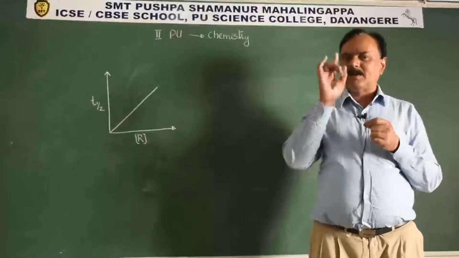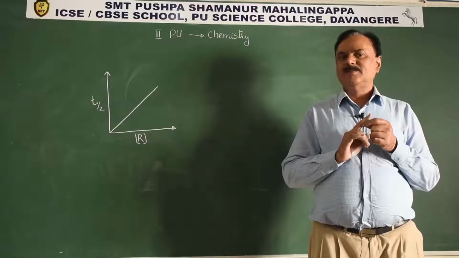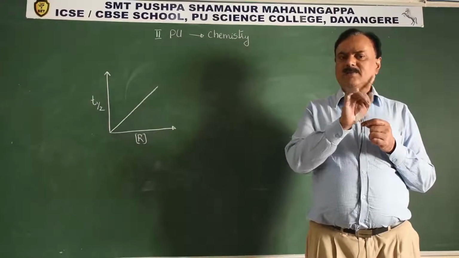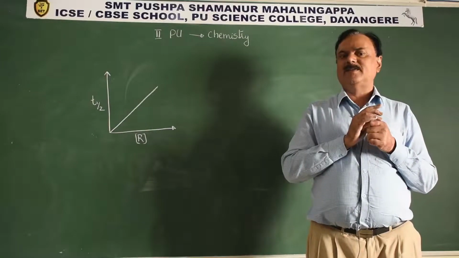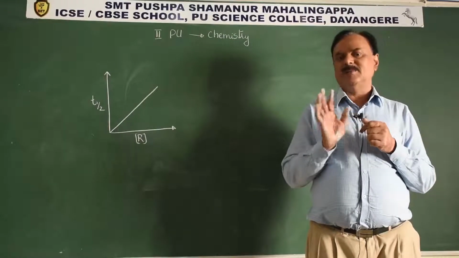When you plot the rate along the y-axis and time along the x-axis, the graph is found to be parallel to the x-axis and it is a straight line graph, then that is a zero order chemical reaction.